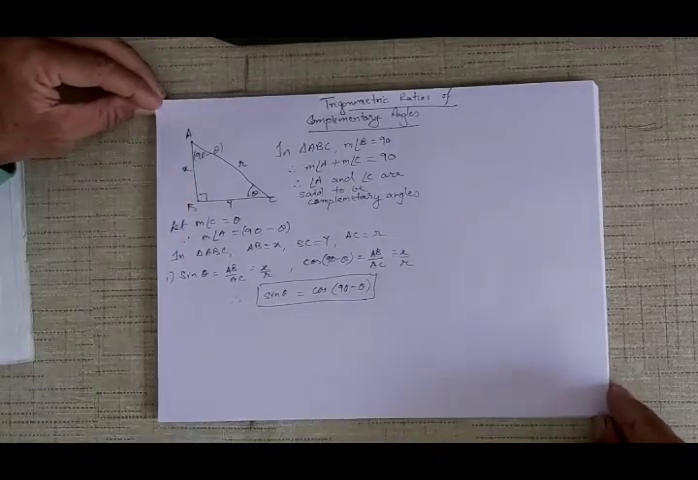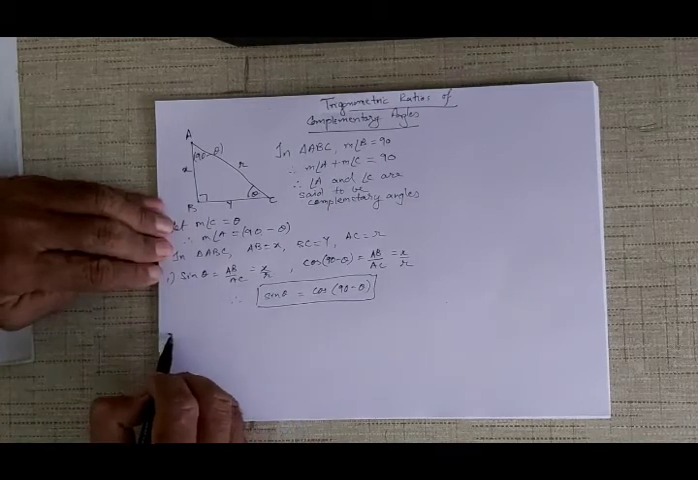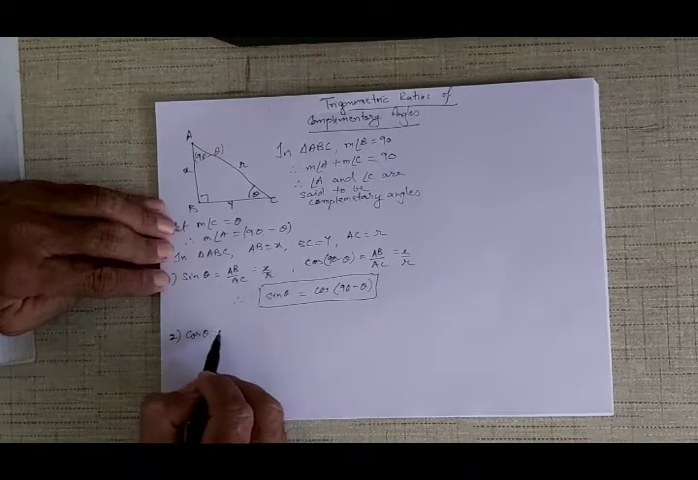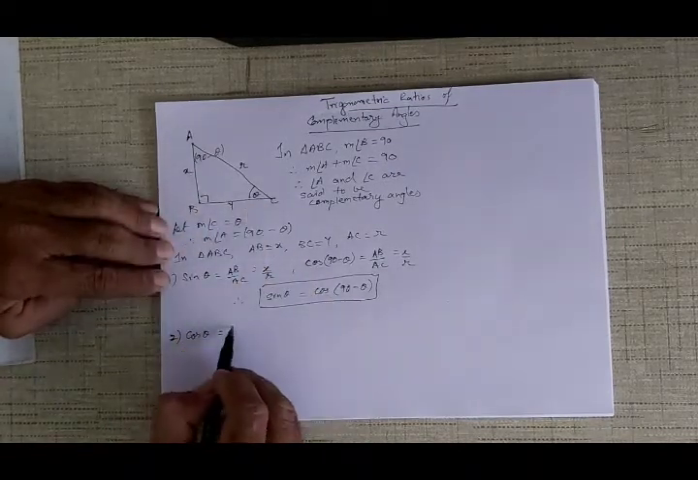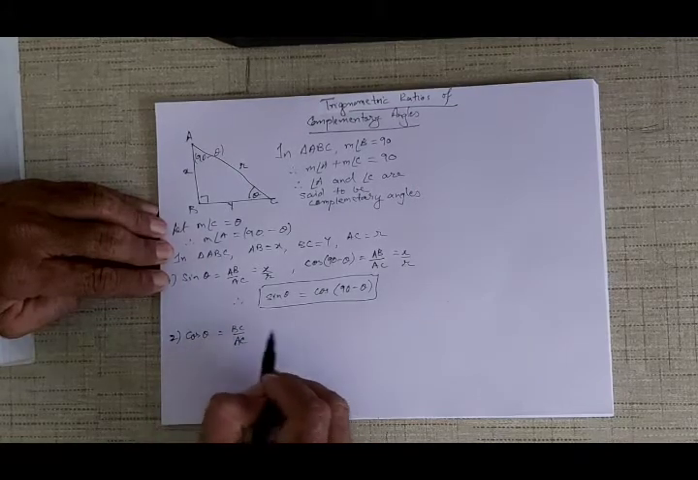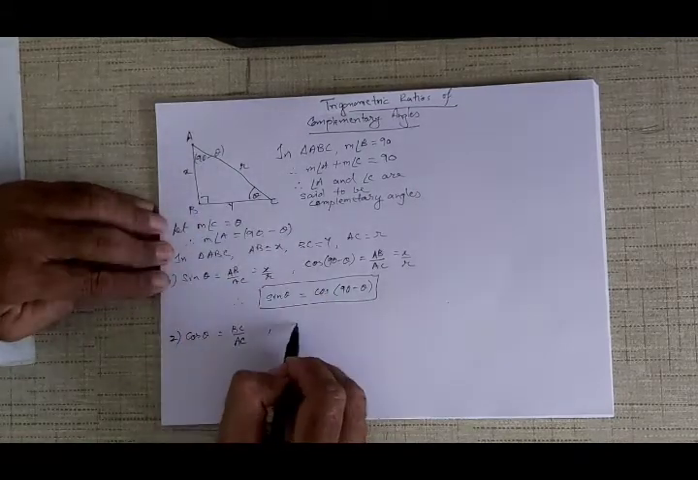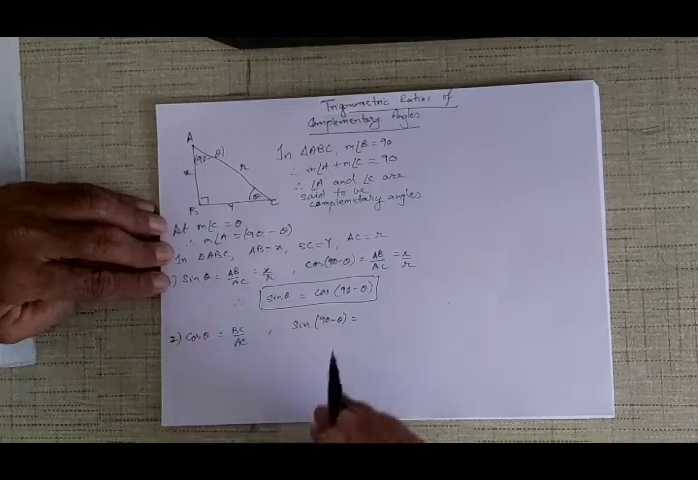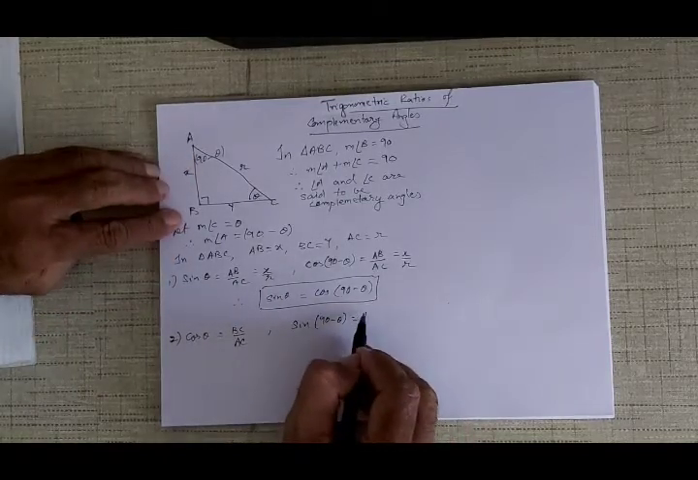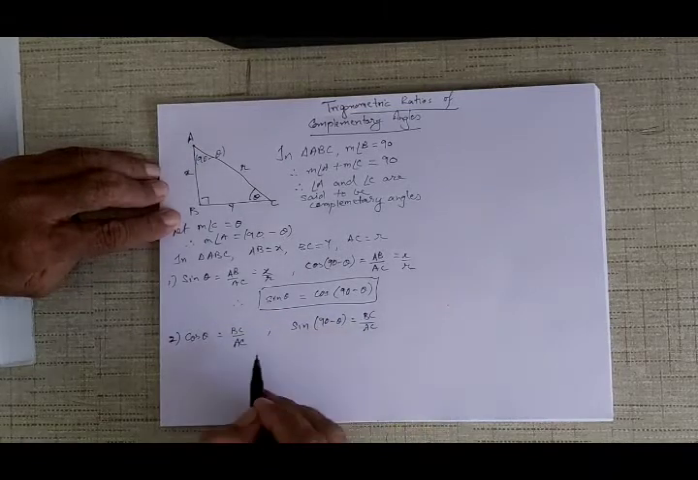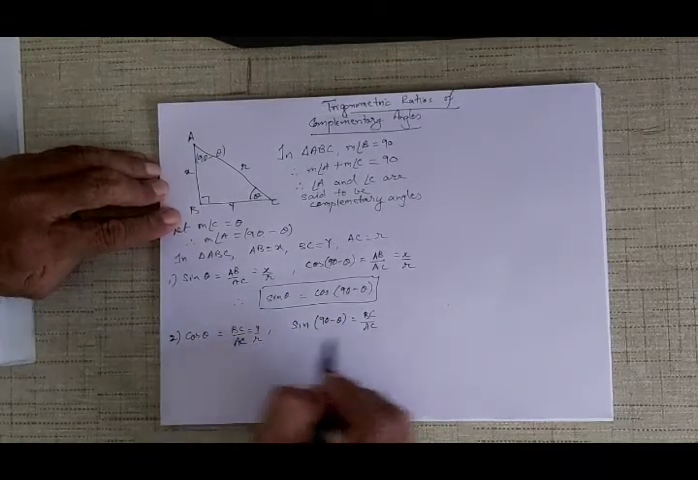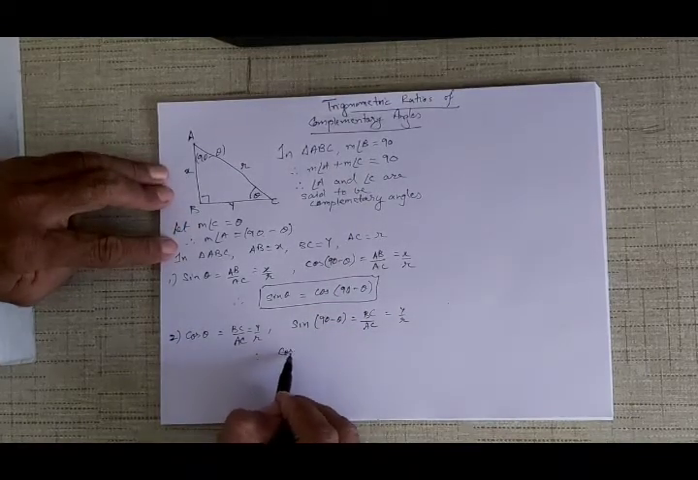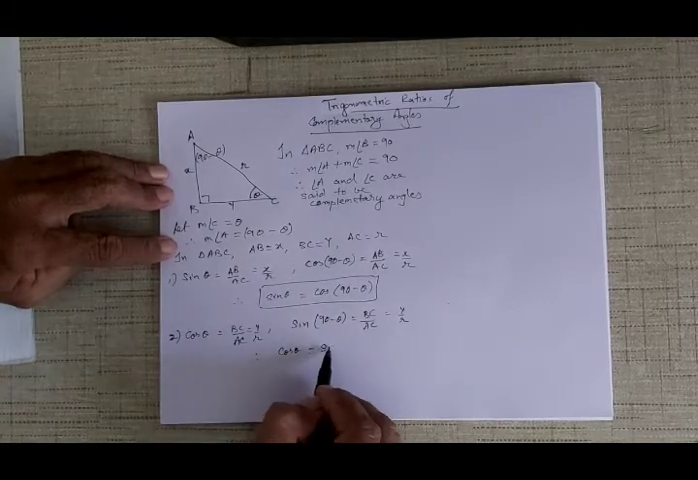Now in the same way, similarly if I take cos theta, then cos theta will be BC upon AC. And if I take sine of 90 minus theta, it will be opposite upon hypotenuse, so BC upon AC. BC upon AC means y upon r, and here BC upon AC means also y upon r. So therefore you can say that cos theta is equal to sine of 90 minus theta.